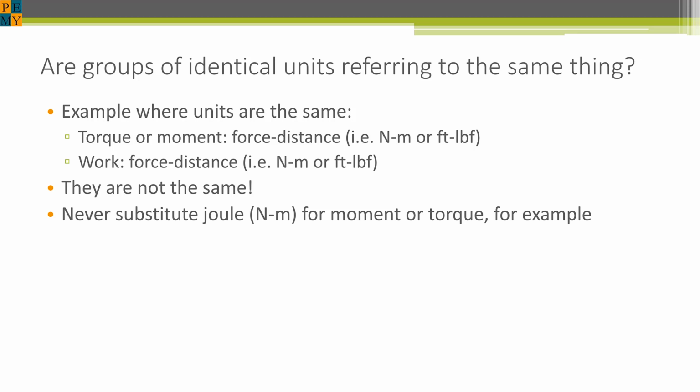One precaution about units: sometimes you have the same unit combination for two different things. For example, torque or moment is force times distance. Its units are newton meters or foot pounds of force. But work is also force times distance, newton meters, foot pounds force. These are identical, but they are not the same thing. So the name joule for newton meters has been given to the unit of work, so it should not be used for moment or torque, for example.